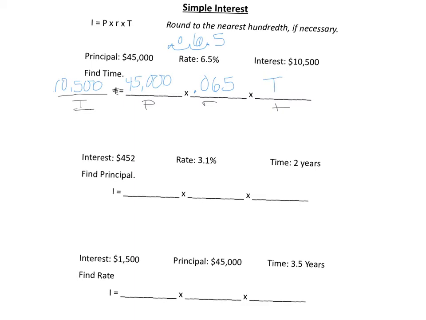We're searching for time. We multiply principal and rate, and we end up with 10,500 equals 2,925 times T. To get our answer, we take 10,500 and we divide it by 2,925.